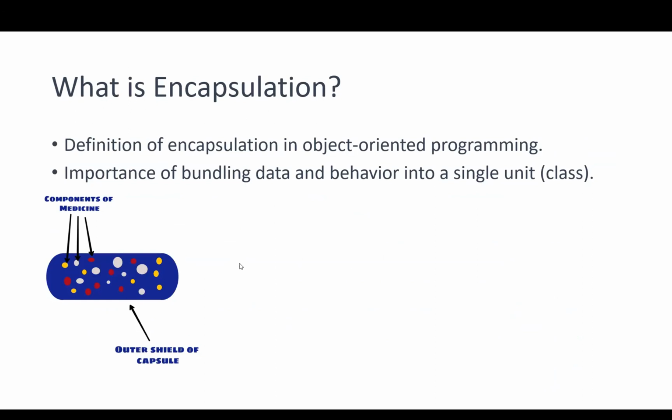What is encapsulation? Let's start by understanding the core concept of encapsulation in object-oriented programming. Encapsulation is one of the four fundamental principles of OOP, along with inheritance, polymorphism, and abstraction. It involves bundling data and methods that operate on that data into a single unit, often referred to as a class.